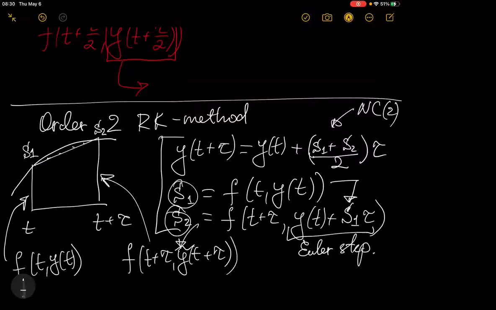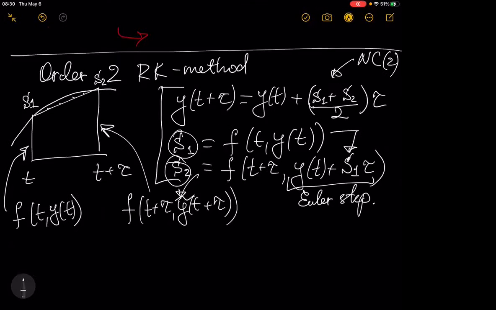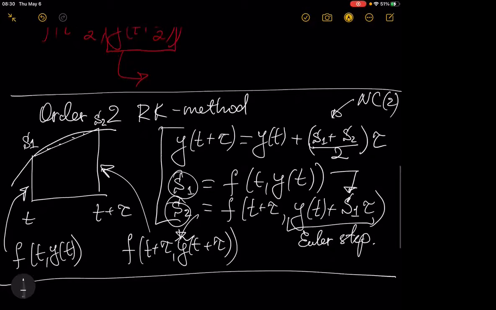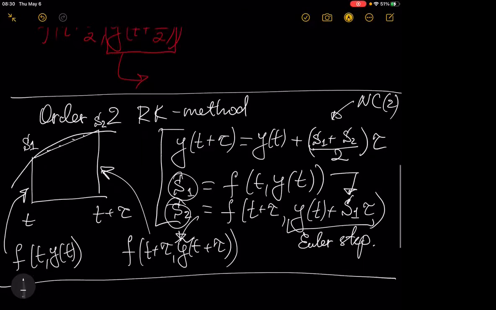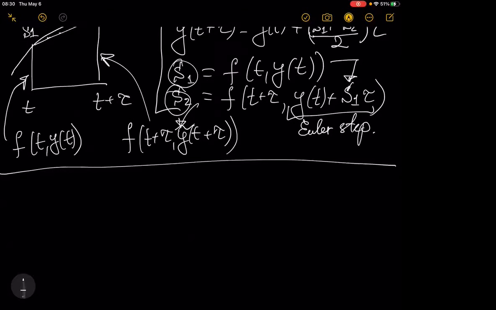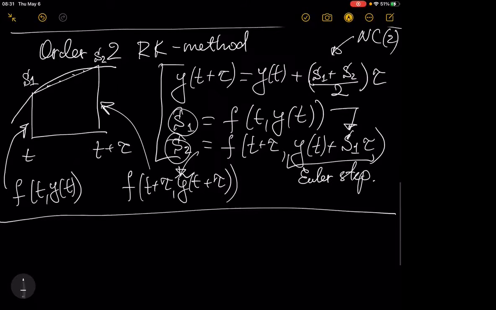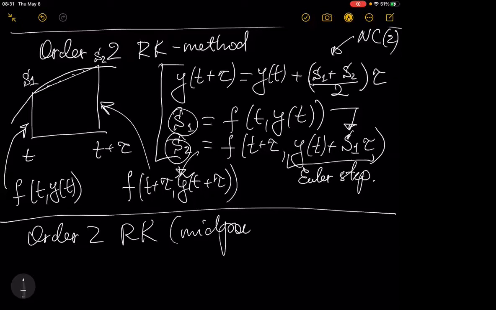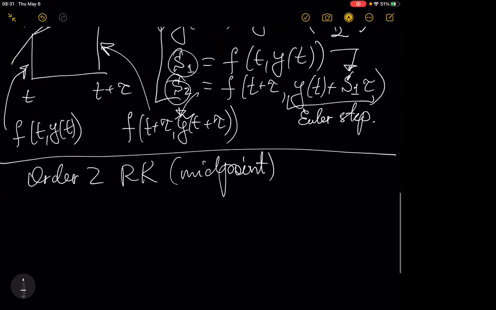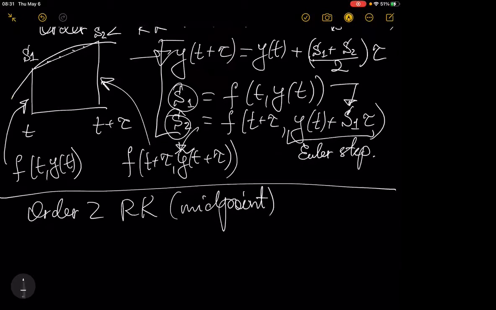Okay, now, once again, the only thing I want to tell you is that order 2 Runge-Kutta methods are, of course, not unique because, for example, there is the midpoint method. So order 2 Runge-Kutta midpoint. This is nothing else but improved Euler, as we studied, but this is another Runge-Kutta method.